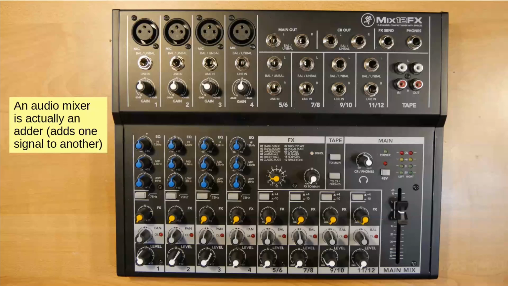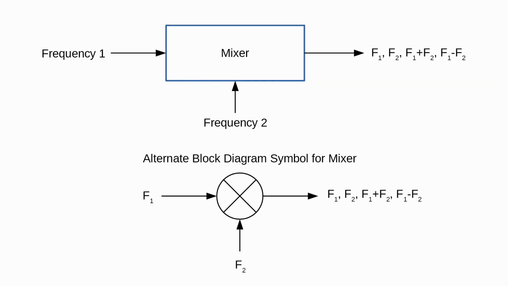One last type of function is the mixer. Now this is quite different from this type of mixer, which actually just adds audio signals together. A radio mixer is a device that multiplies two signals together to create two new frequencies. If the inputs are frequency 1 and frequency 2, the output consists of the original signals plus the sum of the frequencies 1 and 2 and the difference. While this sounds like a really complicated thing to do, it turns out to be quite simple.